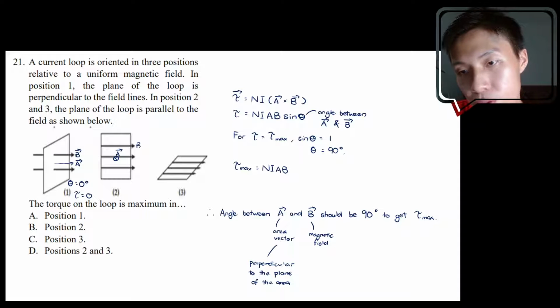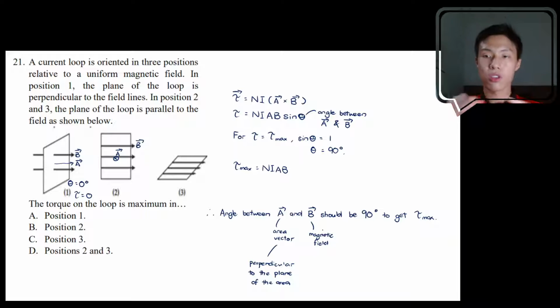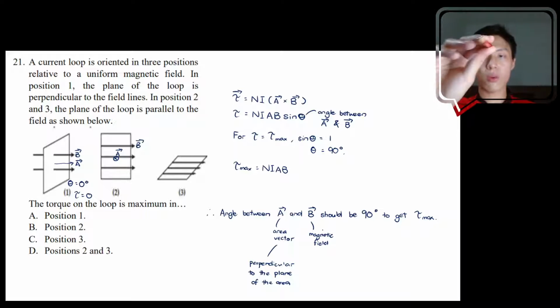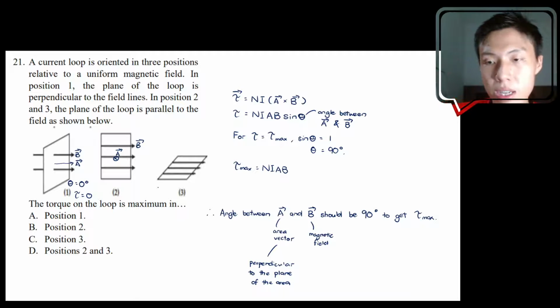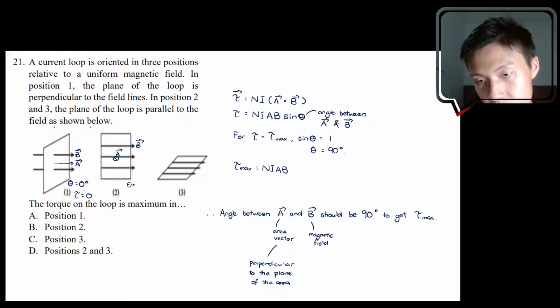And my magnetic field is pointing to the right. So one is pointing into the page, one is pointing to the right. The angle between them is 90 degrees. So theta is 90 degrees. Okay, so for this one, your torque should be maximum.